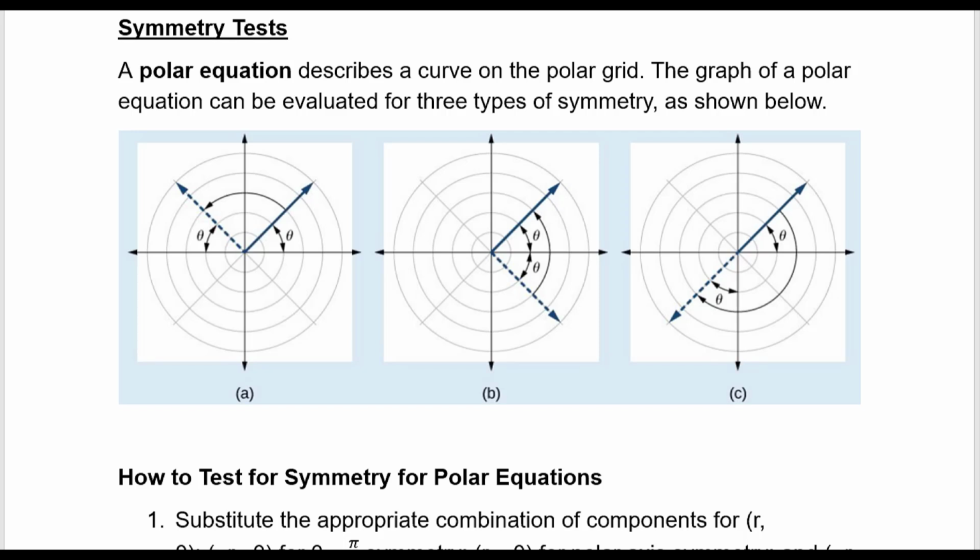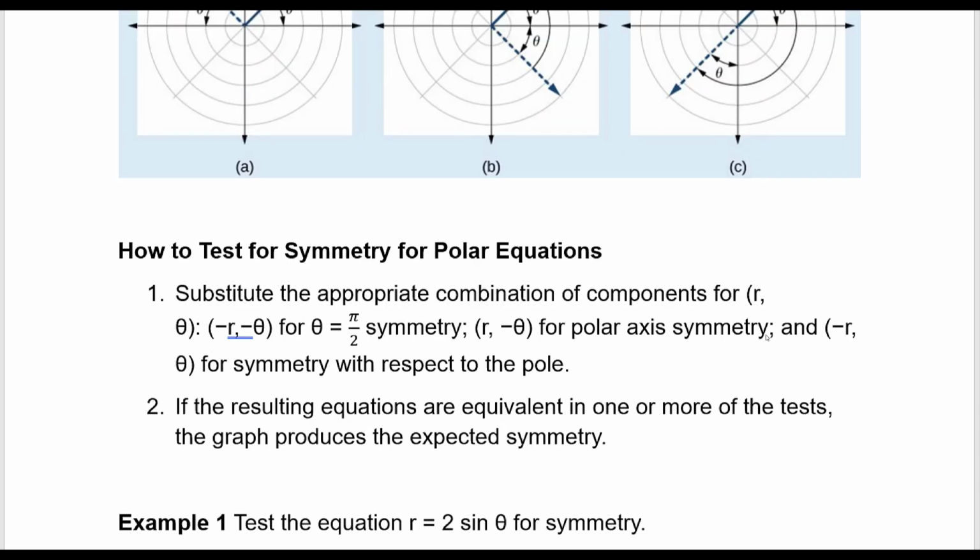So we're going to look at some symmetry tests here for polar equations and polar graphs. A polar equation describes a curve on the polar grid. The graph of a polar equation can be evaluated for three types of symmetry as shown below. So it could be symmetrical with respect to pi over 2, symmetrical with respect to the pole, and it could be symmetrical or reflected across here.